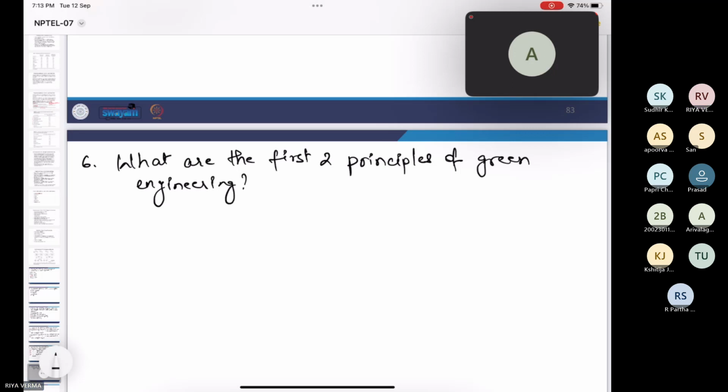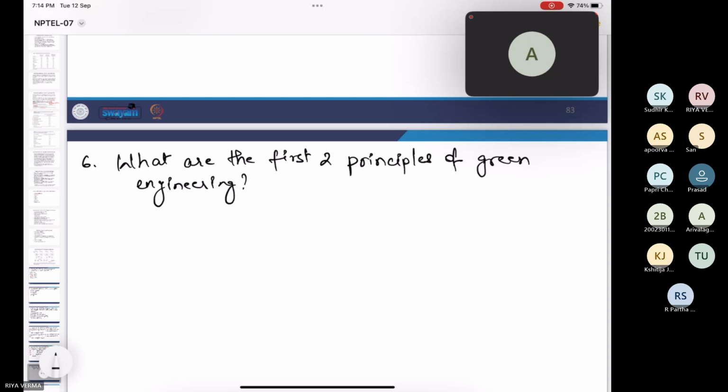Listen carefully. Option A, target durability, not immortality, right? Option B, all materials and energy inputs and outputs are as inherently non-hazardous as possible. Option C, separation and purification process should be designed to minimize energy consumption and material use. And option D, it is better to prevent waste rather than to treat or clean up waste after it is formed. So, what are the first two principles of green engineering?